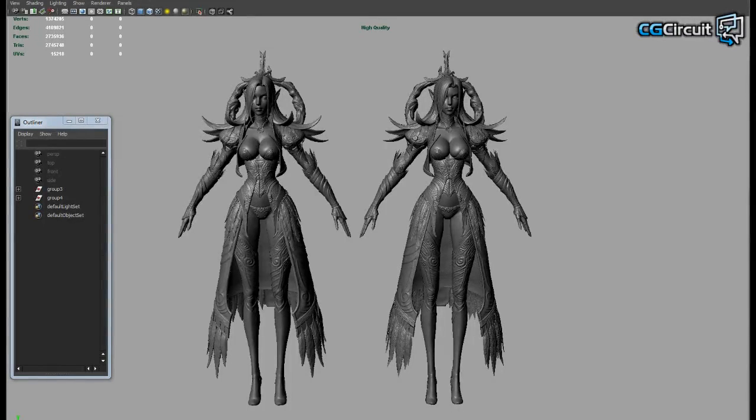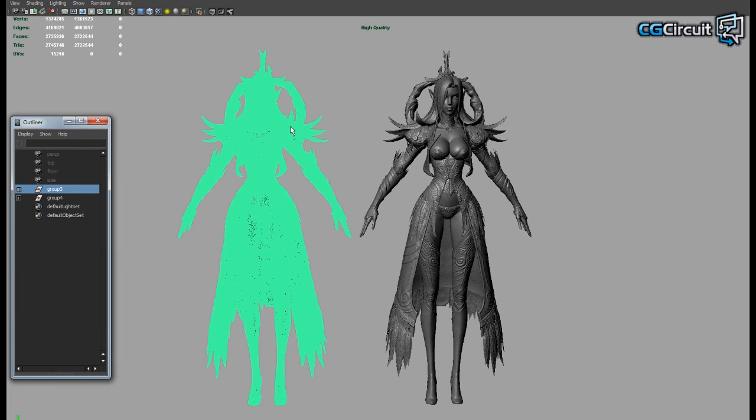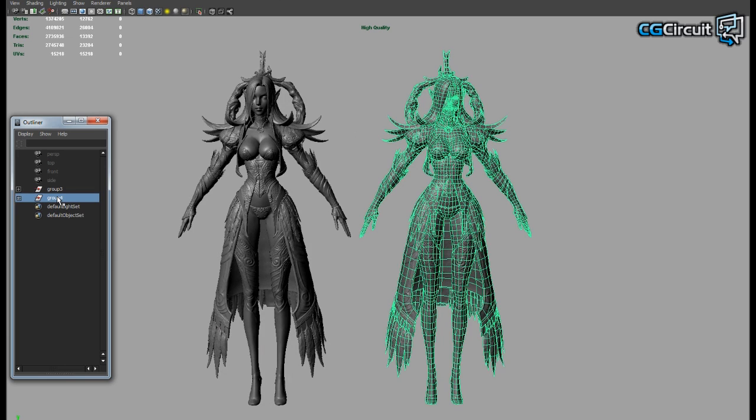The goal of this whole process is to basically recreate the high resolution model as closely as possible on the low one. On the left here is a model that's about 3 million triangles, and on the right, it's about 20,000.